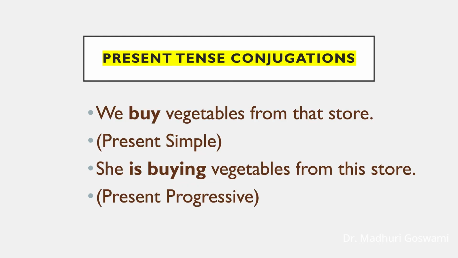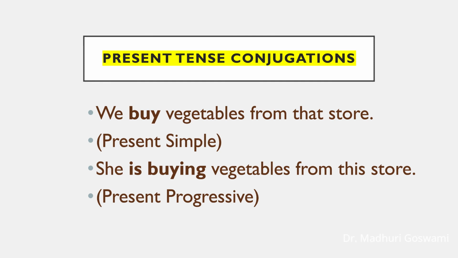Now let's see some examples of the present tense conjugations. We buy vegetables from that store. She is buying vegetables from this store. Just notice the verb forms here. The verbs are conjugated according to the tense. In the present simple, we use the base form of the verb with the plural subjects, persons. So, we buy vegetables from that store. She is buying vegetables from this store. She is buying. Present tense, progressive aspect.